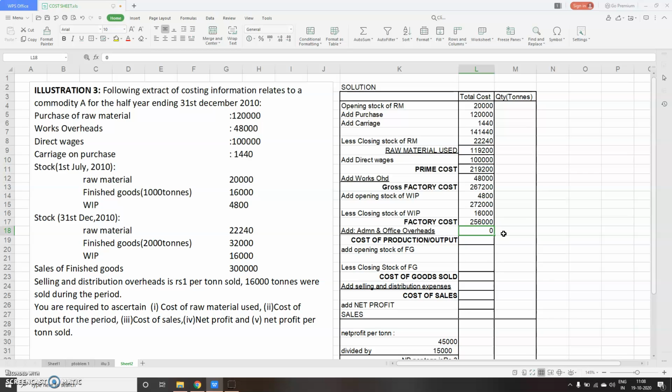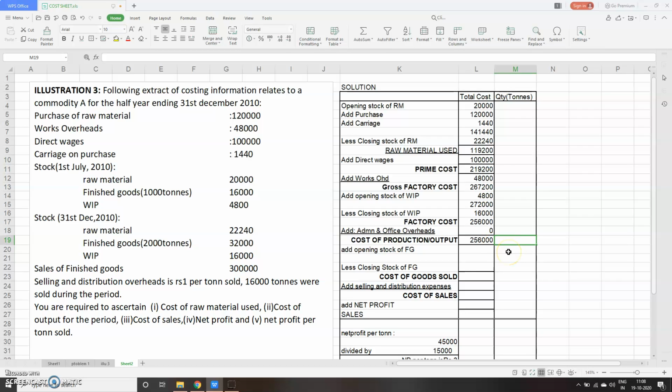So 2,56,000 is your factory cost. Sorry, cost of production is not there yet. 2,56,000 is your factory cost. Yes. Now if we add administrative and office overheads, we will get your cost of production or output, but it is not given, so it is 0. So it will be same thing, 2,56,000. Okay, so this is your cost of production.